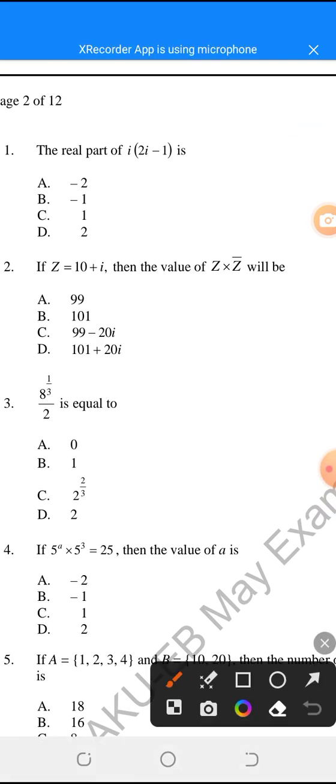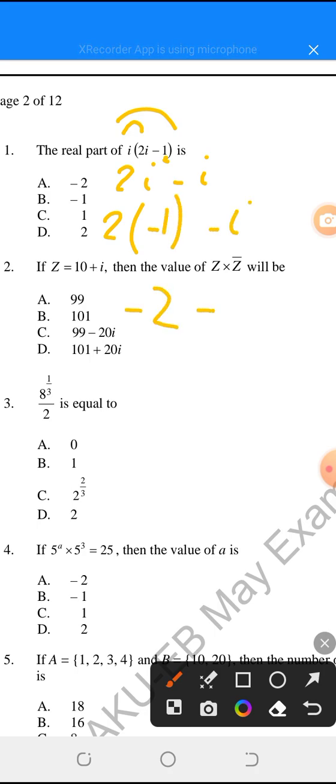Now you are already aware that the real part is without iota, and the one with iota is known as imaginary part. The first one, when iota will multiply, it will give you 2 iota square minus iota. You are already aware that iota square equals -1. So when -1 multiplied by 2 will give you -2, and the final answer is -2 minus iota.